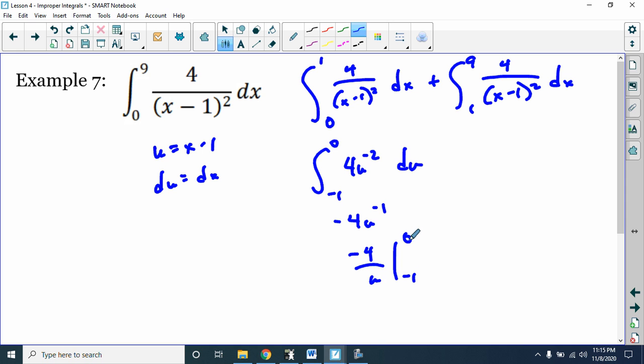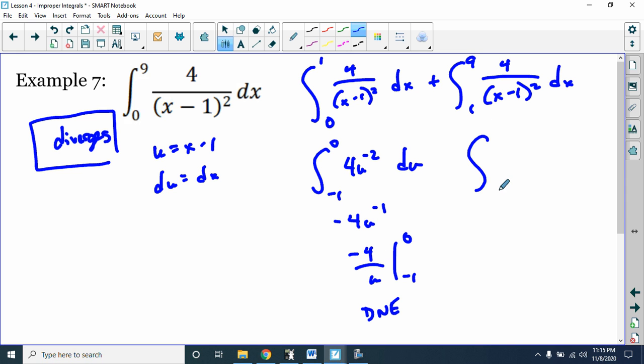And when I plug in 0 here, notice I get 4 divided by 0, so this does not exist. So our integral diverges. Notice if you had not split it into 2 separate ones, you would not have this 0 to plug in. You would just plug in the -1, and over here you would plug in the 8, because we changed our bounds. So you would have gotten a number if you had just done it without splitting it up.